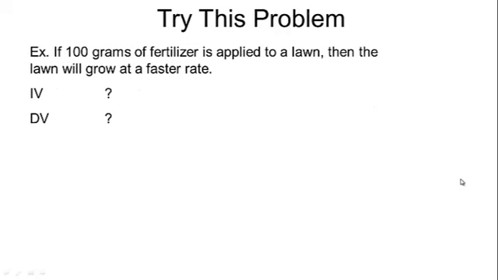So how about you try this really quickly? Let's set up this example hypothesis. What I want you to do is identify within that statement what the independent variable is, and also what the dependent variable is. Here's your statement: if 100 grams of fertilizer is applied to a lawn, then the lawn will grow at a faster rate. Pause the video, take a moment, and see if you can isolate which variable is which from that statement.